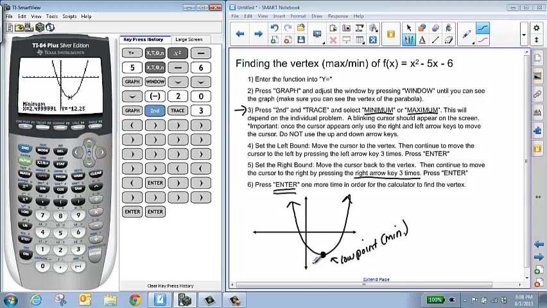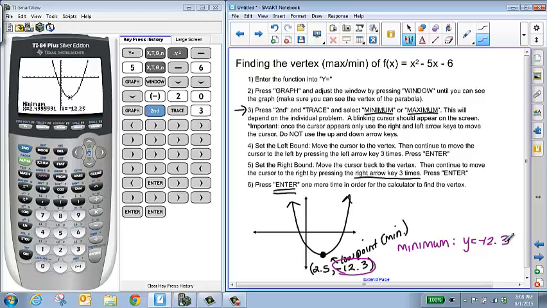So our vertex is located at 2.5, comma, -12.3 if we round to the nearest tenth. So now when it says to determine what the minimum value would be, we want to use the y coordinate from our vertex. So our minimum value is where y equals -12.3.